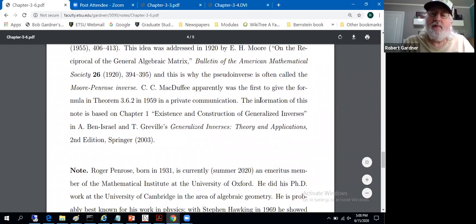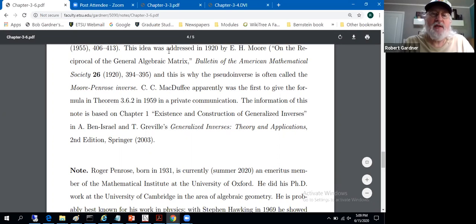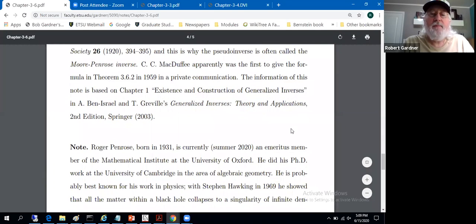C.C. McDuff apparently was the first to give the formula in Theorem 3.6.2, that thing where we had the L's and the R's and the L transposes and the R transposes, the formula for a pseudo inverse of a given matrix. So this apparently dates from 1959. And it's a little bit easier for us just to take the formula and show it verifies those properties. It's odd that it wasn't done that way originally. These little historical comments I found in a reference I've mentioned before, Generalized Inverses, some book I found somewhere online that gave a little bit of the history of it.